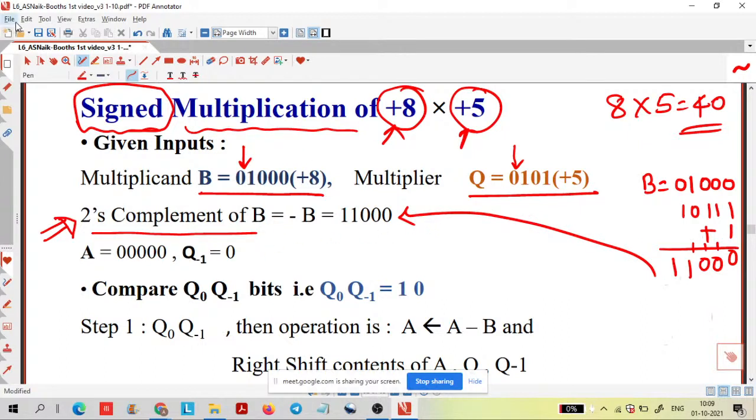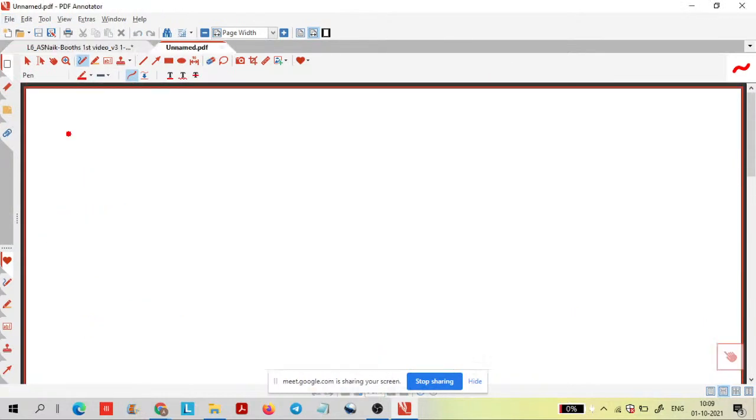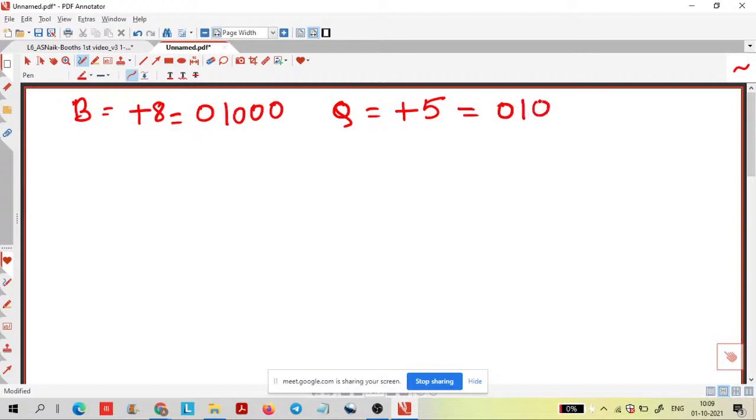So in the initial first step, what do you have to do? What are they given? The multiplicand is plus 8. Q is the multiplier, plus 5. Okay, initialization. So what is the binary? 0 for sign, 1 0 0 0, and 0 for the sign, 1 0 1, right?